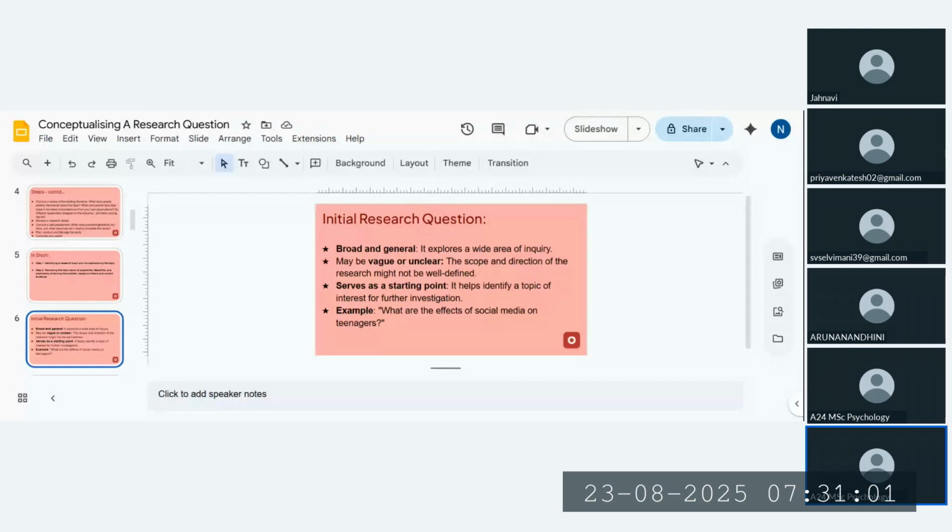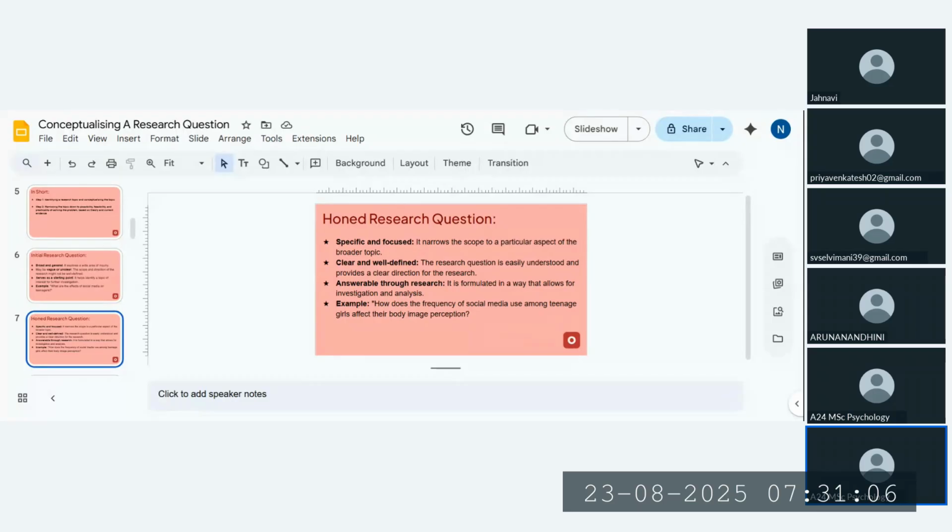Then once I do all the steps that we spoke about, we have a more honed research question. We are narrowing it down. It is more specific and focused. It narrows the scope to a particular aspect of that topic. It is clear and well defined, so anybody who reads it can understand the question. And it provides a clear direction for the research. By reading the question, you know, okay, this is the path I need to take to get to this destination. It is answerable through research, so the question is formulated in a way that allows for investigation and analysis.